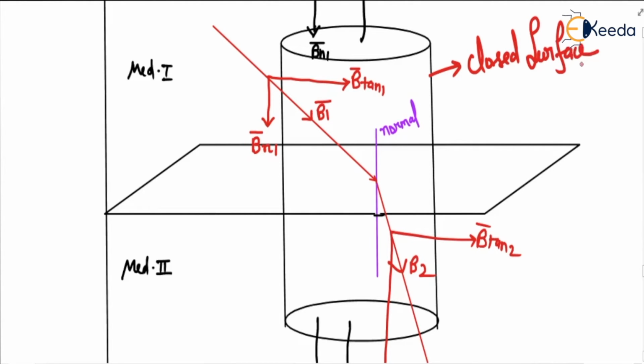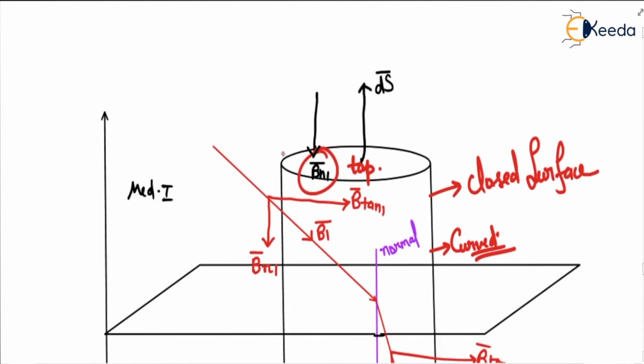closed surface, and the closed surface has three surfaces: top, bottom, and curved surface. This is the curved surface. But on the curved surface, Bn1 and Bn2 both make a 90-degree angle with ds, so the dot product will be 0. So we will calculate for the top and bottom surfaces.